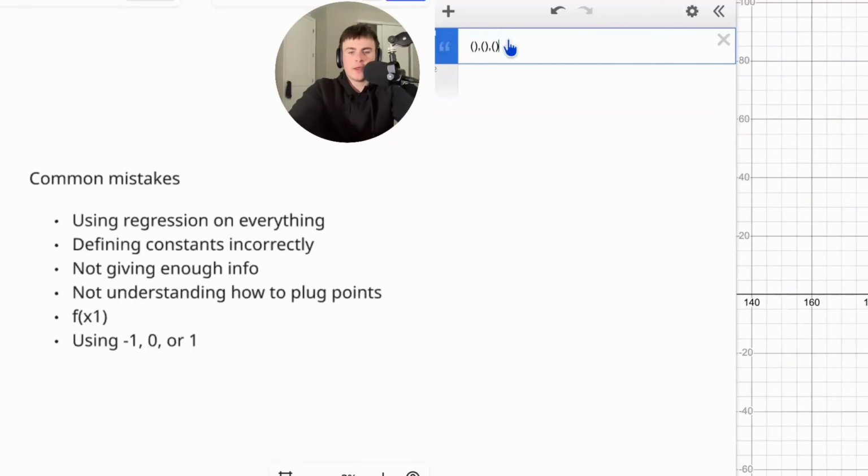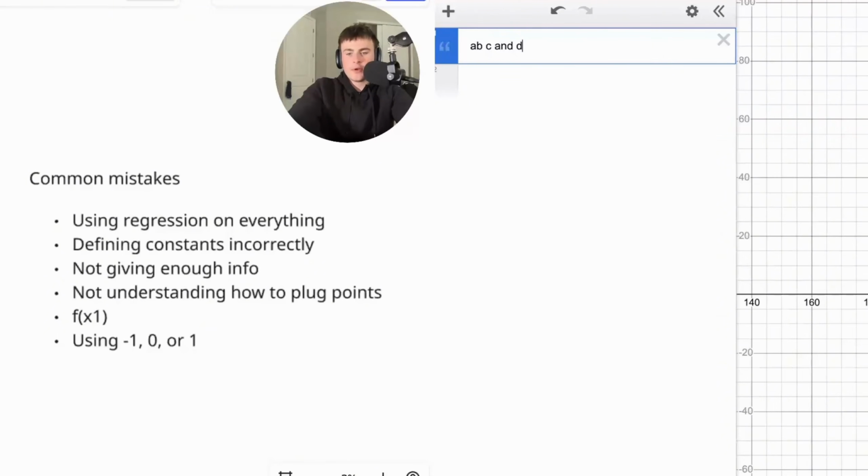You need to type in all of it. It needs a lot of info to solve for this stuff. And also a little tip is if you have like 3 or 4 constants, you probably need 3 or 4 bits of info. You probably need 3 or 4 points or whatever it is. Like if you have A, B, C, and D in a problem, you probably need like 4 points. That's like a general rule of thumb.